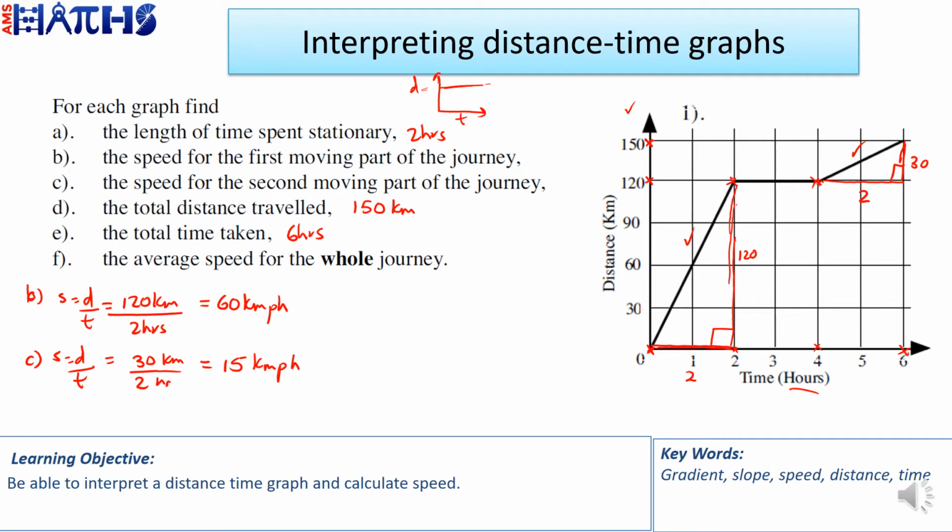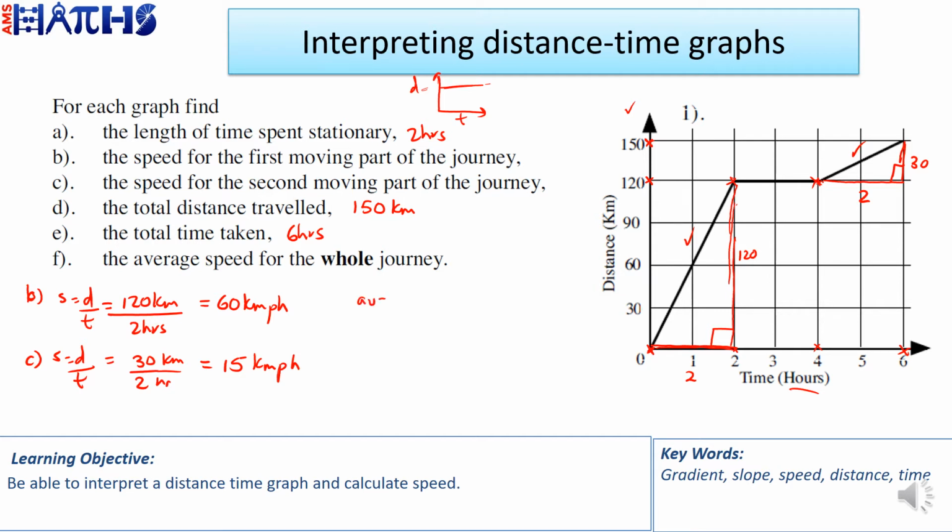Now, F asks us for the average speed. Now, average speed is total distance over total time. So for part B, if they'd asked you for the average speed of the first moving part of the journey, it would have still been the same thing. It's just where you started to where you stopped that we're looking at. Now, they ask for the whole journey's average speed. So we need the total distance for the journey and the total time for the journey, and that will give us the average speed for the whole journey.